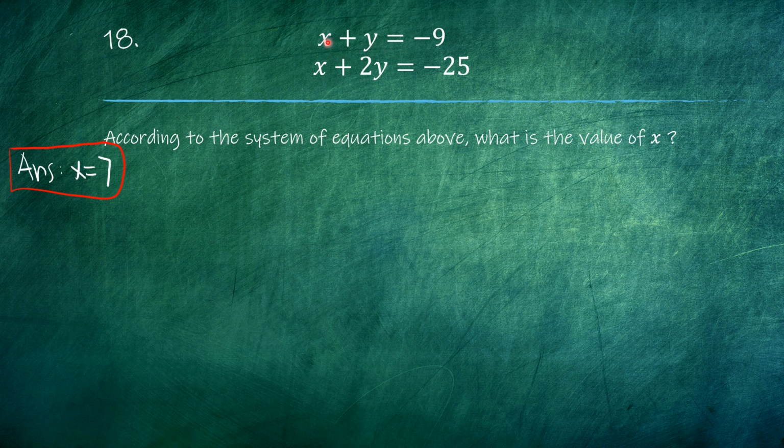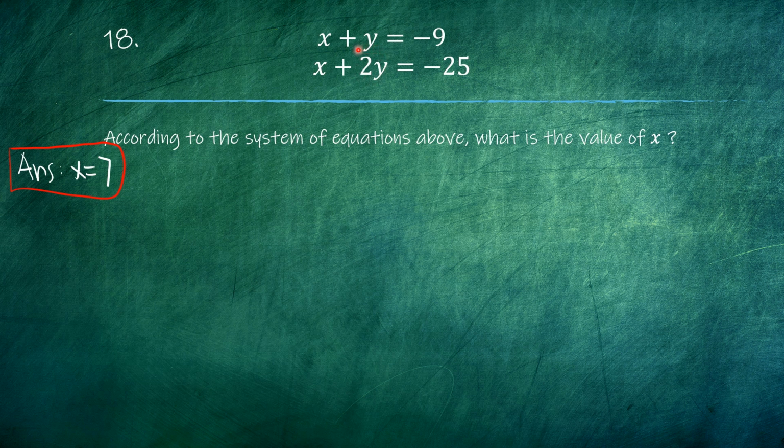When we have a system of equations with two variables, in this case, we can eliminate one variable, y, and then solve for x. And once we know what x is, we can plug it back into one of these equations and solve for y. However, this question is only asking for x. So to solve for x, first we have to eliminate y. So how do we eliminate y?